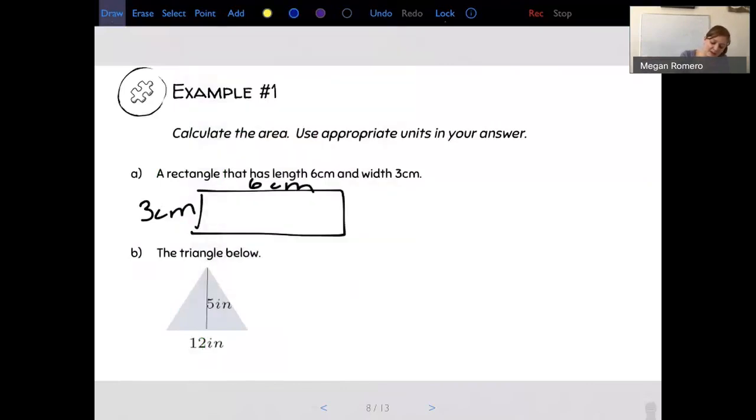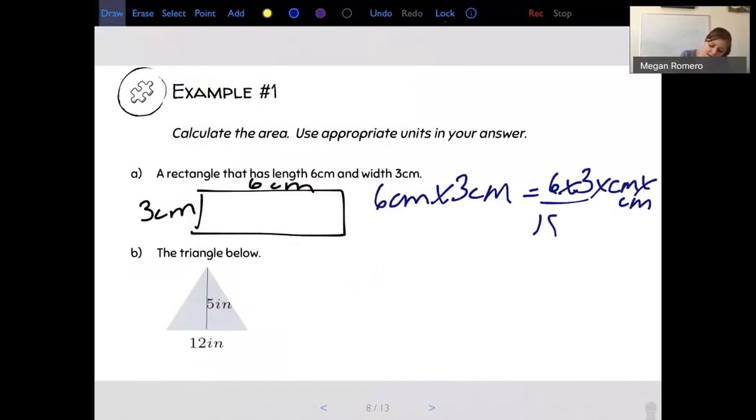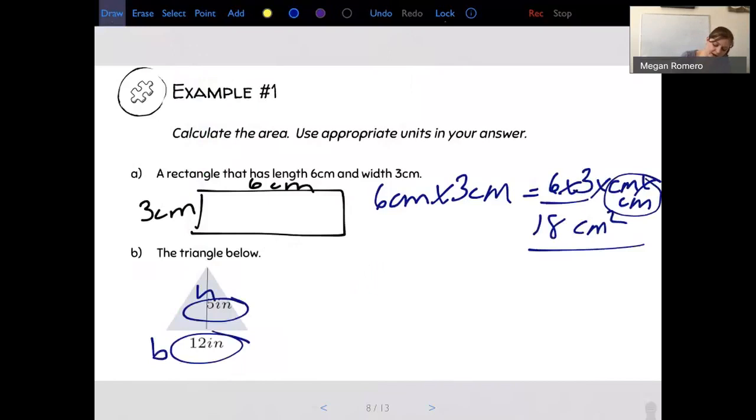This would be 6 centimeters times 3 centimeters. And if I write this out, grouping the numbers and the units, 6 times 3 is 18, and centimeters times centimeters, so centimeters squared would be your answer for part A. For part B, for the triangle below, it gave us the height and the base. So this is 1/2 times the base times the height, or base times height divided by 2.